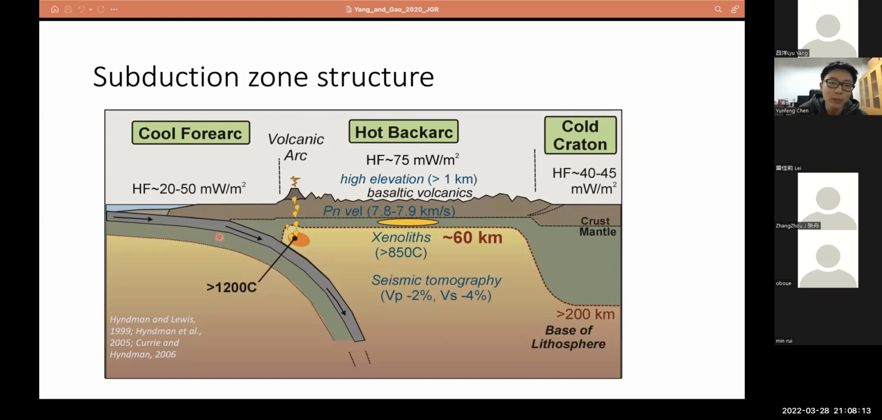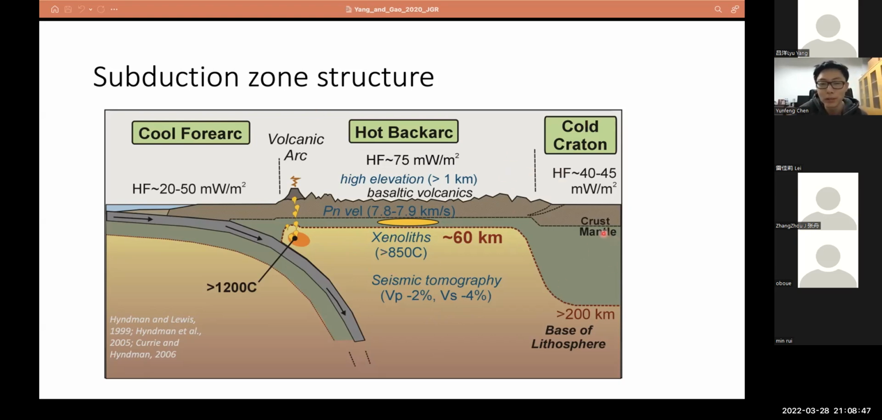So on the left, we have the subducting oceanic plate, in this case the Pacific plate. And then on top of it, we have the volcanic arc. The region in front of the volcanic arc is called the forearc. And on the other side of the volcanic arc is the back arc. It has quite interesting geophysical characteristics, such as high heat flow, and in the upper mantle it has low seismic velocity because of the warm thermal regime. Okay, so don't worry about this.